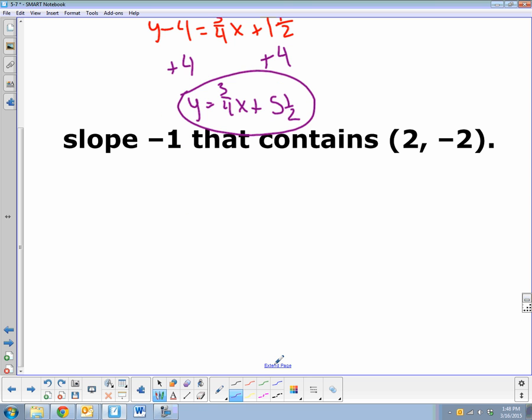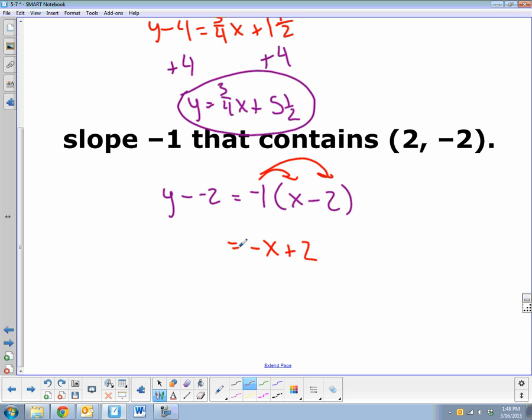That seems easier. Bottom one, again, y minus y1 equals m times x minus x1. Distribute through the parentheses. I get negative x plus 2. I can solve for y then, or get y by itself anyways. I get that y equals negative x plus 0. And since 0 is nothing, I've got y equals negative x.